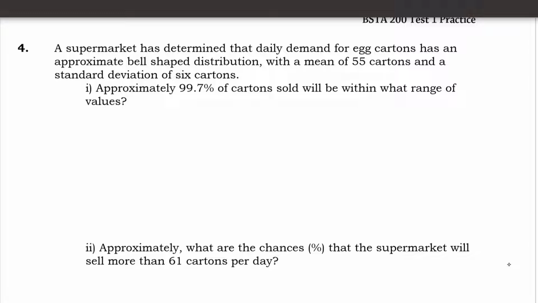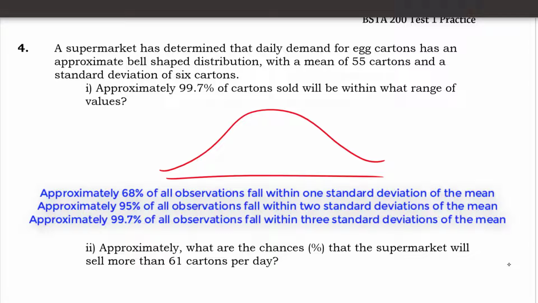For this next question, we are going to be applying the empirical rule. The empirical rule says that we have approximately 68% of all our data within 1 standard deviation of the mean, 95% within 2 standard deviations, and approximately 99.7% within 3 standard deviations of the mean. So here we have a mean of 55 and a standard deviation of 6.